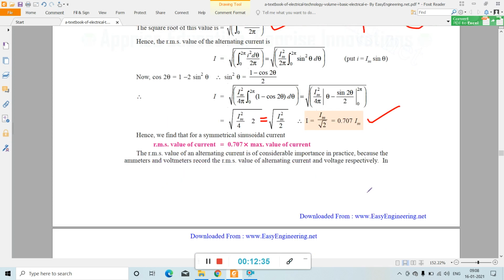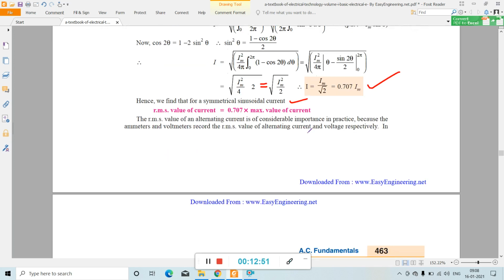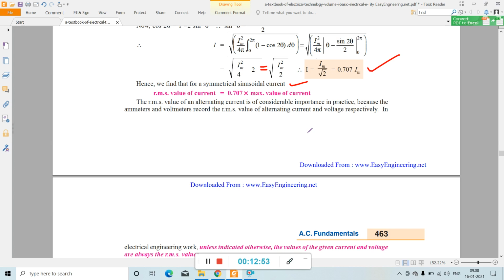Okay, so RMS value of current is equal to 0.707 into maximum value of current. Im is the maximum value. This is for symmetrical sinusoidal current. Okay, so then RMS value of alternating current is considerably important, because ammeter and voltmeter record the RMS value of the alternating current and voltage respectively. Ammeter is the instrument which measures current, voltmeter is the instrument which measures voltage.